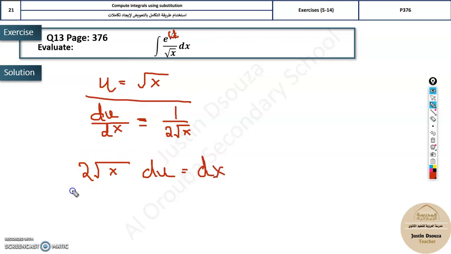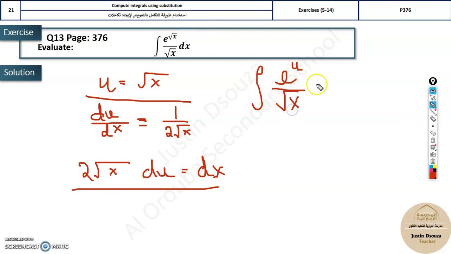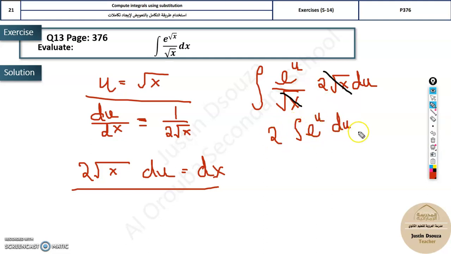Now substitute this back into the given equation, and you can see it will be simplified. The integral of e to the root x, which is e^u, divided by root x, dx, becomes, instead of dx, we write 2 root x du. Now you can see there are terms that cancel. This cancels with this, and 2 is a constant, so take it out. The integral of e^u du. Isn't it so simple to solve? The integration of an exponential is the same thing, it is e^u itself, plus c.